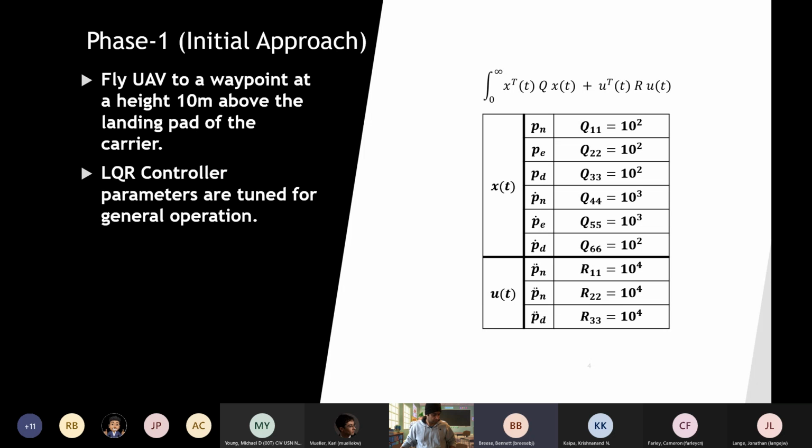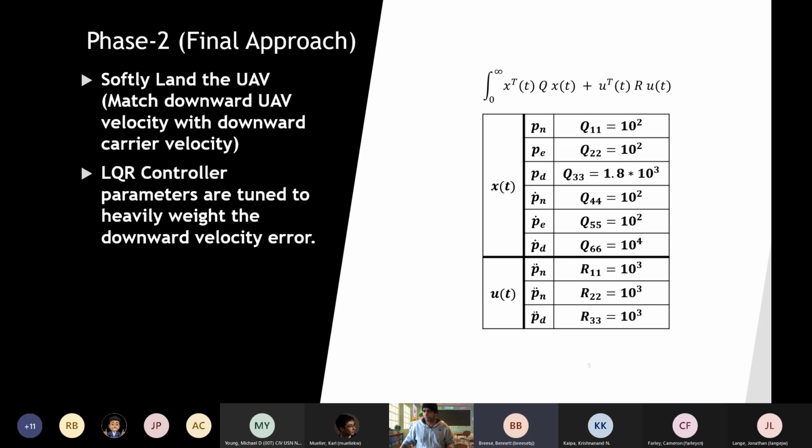And then once it gets to a set point at a position, I think it was 10 or 15 meters above the flight deck, it would switch to a different tuning that would minimize the difference between the downward velocities. And that is phase 2 here, where we're just trying to softly land the UAV on the flight deck.